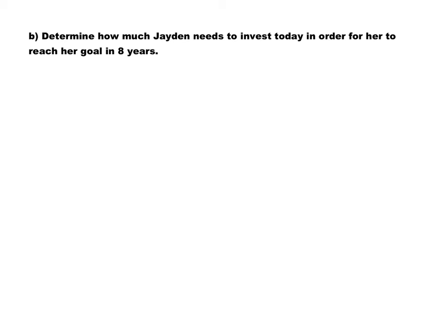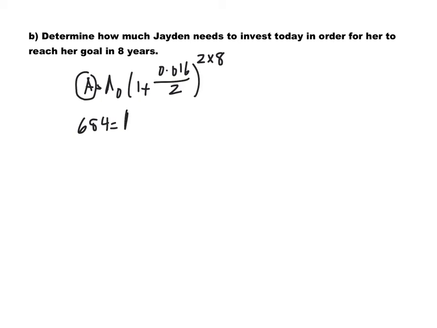So again, we are going to rewrite the formula. We found that the formula is A is equal to A0 times 1 plus 0.016 divided by 2 exponent 8 years. So we say 2 times 8. Now we know that the future value, meaning A, has to be 684. So we say 684 is equal to A0 times 1 plus 0.016 divided by 2 exponent 16.